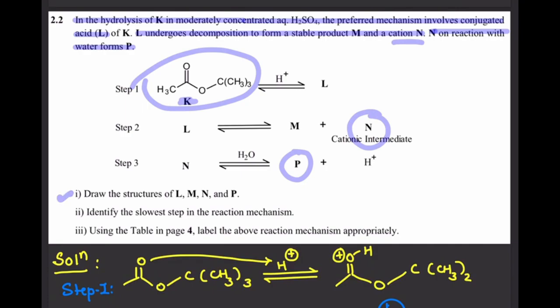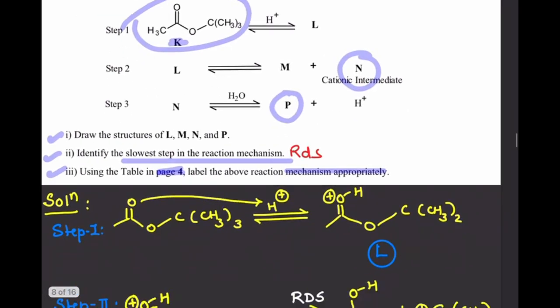It again has three subparts. Draw the structures of L, M, N and P. Identify the slowest step in the reaction mechanism, that is, the RDS is being asked. Then, using the table on page number 4 that we discussed on the initial page, label the above reaction mechanism properly, whether it is AAC2, BAC2 and so on. So, moving to the solution.